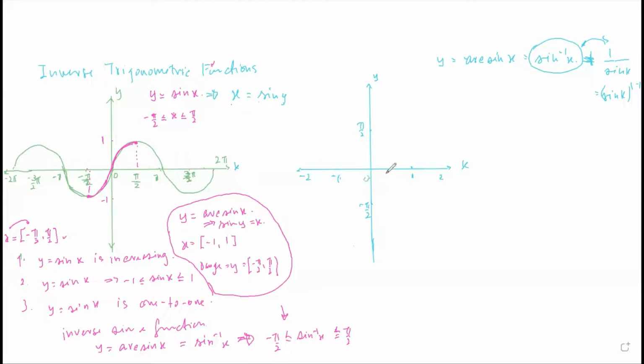And then this is 0. Then we can plot the graph. Okay, so then we plot the graph. Right now we have plotted this graph, in the inverse function. So from this one, I just say x equals sine y.